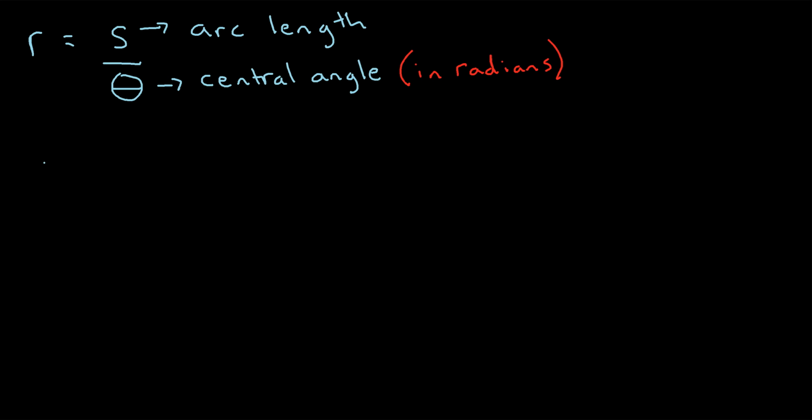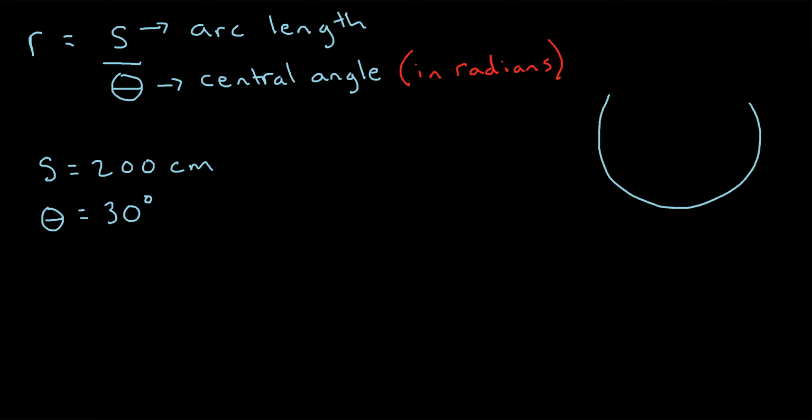Let's say we're told the arc length of a circle is 200 centimeters. And let's say we're told the central angle is 30 degrees. And we want to find the radius. So if we want to visualize this, we have a circle and we're told the central angle is 30 degrees and the arc length is 200 centimeters, and we want to find the radius, r.